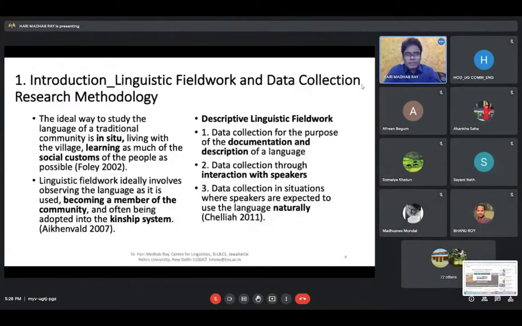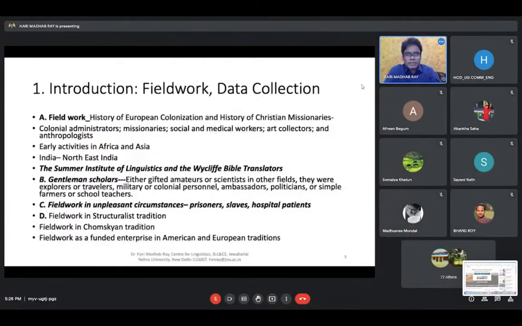Now, if you talk about the fieldwork and data collection tradition, it is mainly connected to the history of European colonization and Christian missionaries, if you know the whole history. There were colonial administrators, missionaries, social and medical workers, art collectors, and anthropologists collecting data. But if you look at the whole process, it is the Christian missionaries who started this data collection process. Their mission was especially to spread Christianity, and they were also translating the Bible into different languages, different Indian languages or African languages.